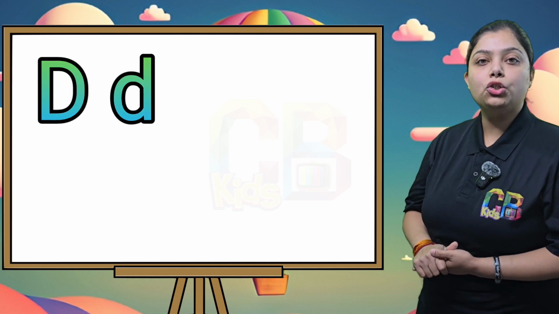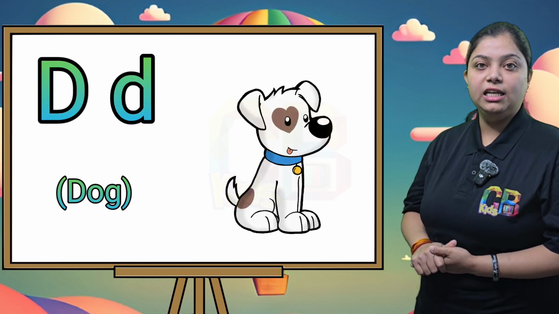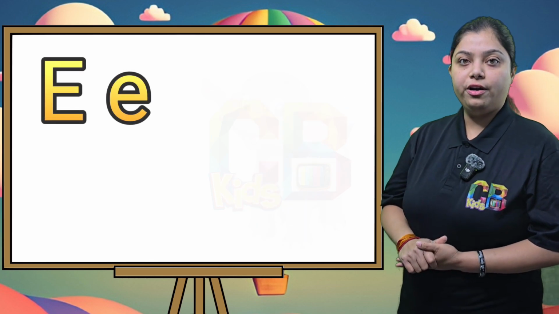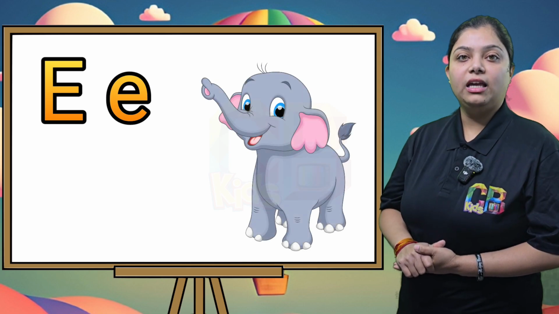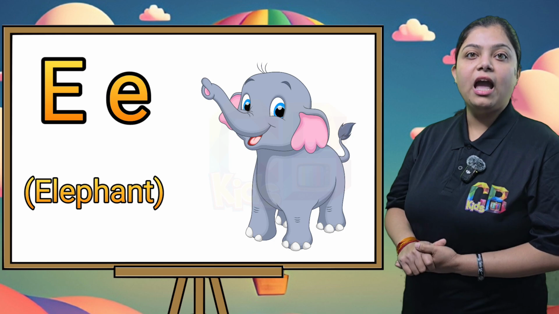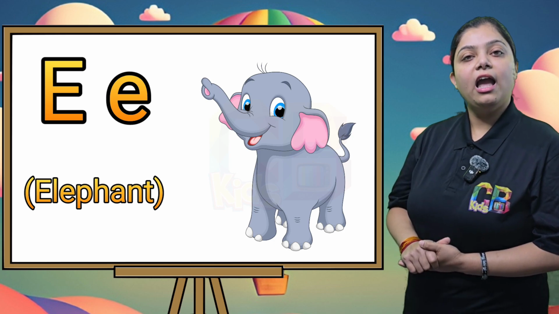D for dog. D O G dog. E for elephant. E L E P H A N T elephant.